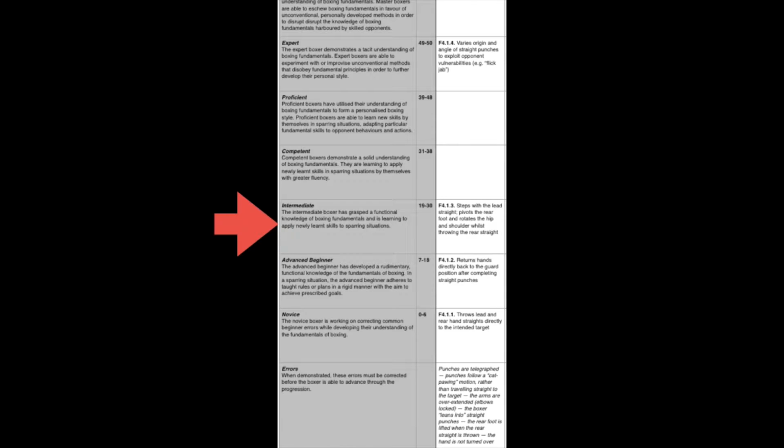So based on this, we know that Andre Ward is demonstrating at least intermediate skill here. Throwing the lead straight and the rear straight is something that we learn pretty early on in boxing, but it's important to get the technique correct. Of course, we could rank Andre Ward a little higher than an intermediate, but the point is that this particular skill is something an intermediate boxer should know how to do. And Andre Ward is very obviously able to do that.